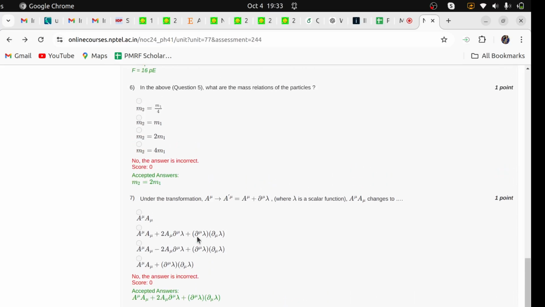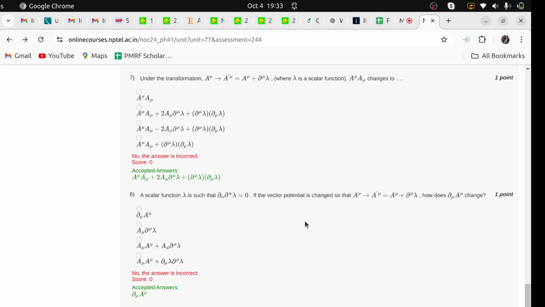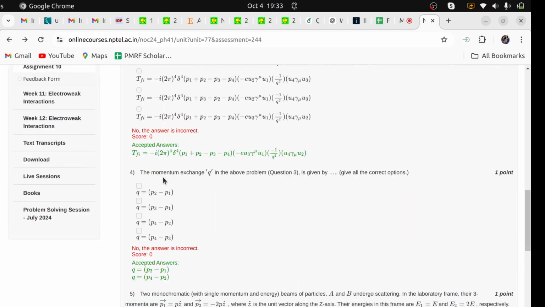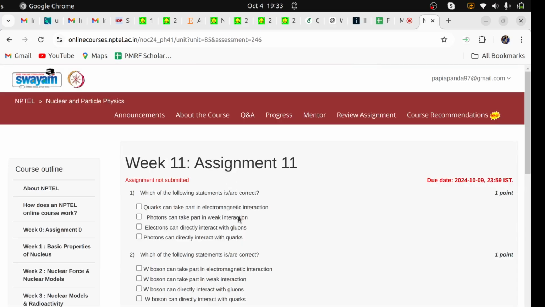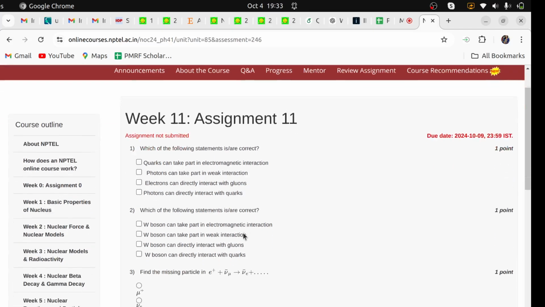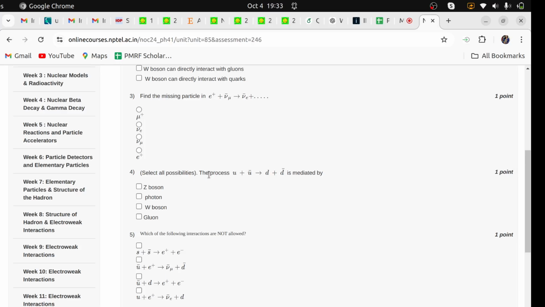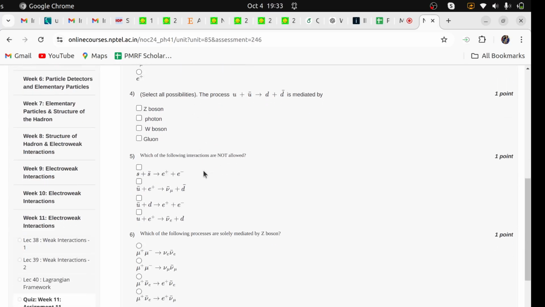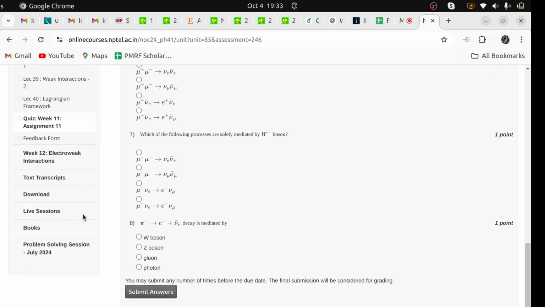Okay, fine. See, this is the same question. This is also the same question. This is different. No, it's exactly similar. Maybe this week, is it the same question this week also? Whatever I asked, which of the functions can take part? Okay, it's a little bit different. But again, W was not there. Oh my god, this is also similar. Not allowed, mediated by Z boson, mediated by W boson. Oh, very similar question. Okay, fine.